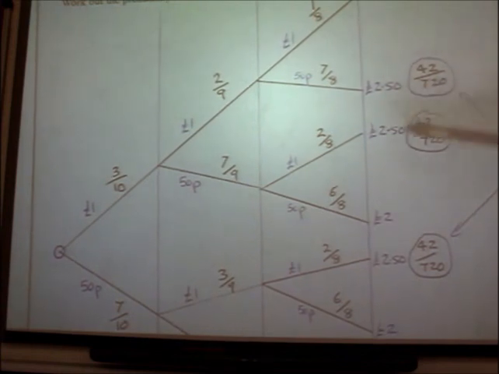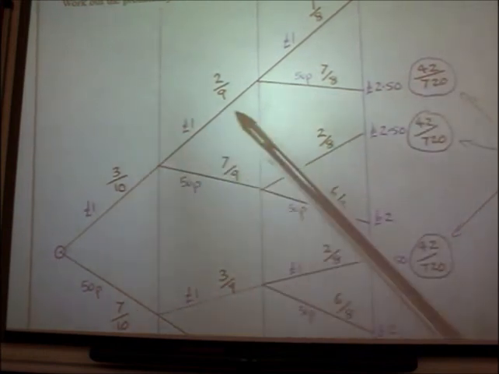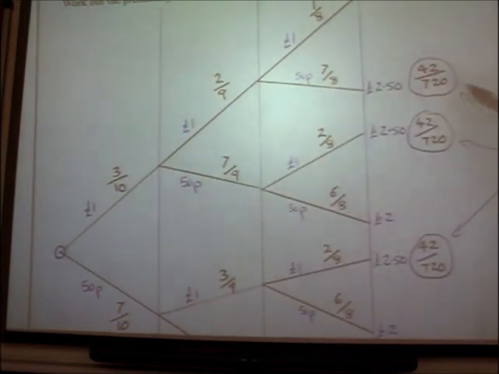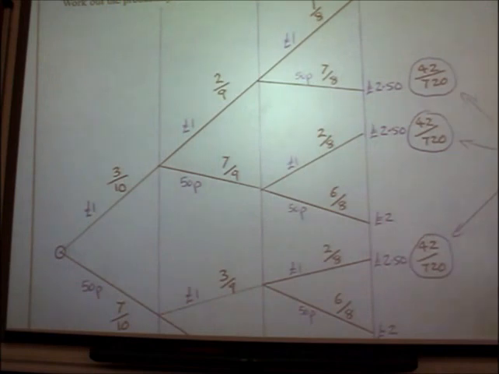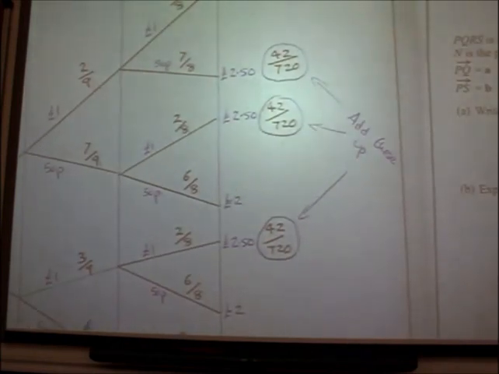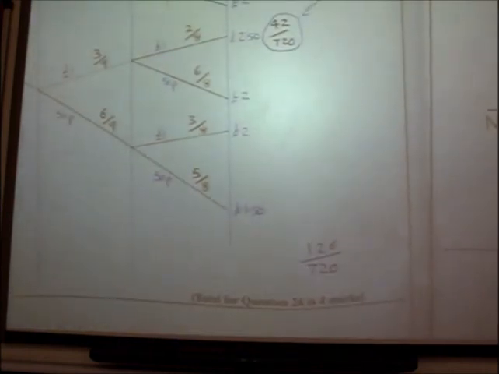£2.50 is this one, and this one. So you've got to multiply across. So to get this, I've done 3 out of 10 times 2 over 9 times 7 over 8, which is that. To get this one, I've done 3 out of 10 times 7 over 9 times 2 over 8, which you get that. What you need to do then is add all those 3 up, and that will give you 126 over 120. And for 4 marks, that's all you need to do.